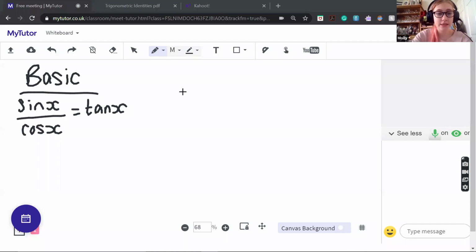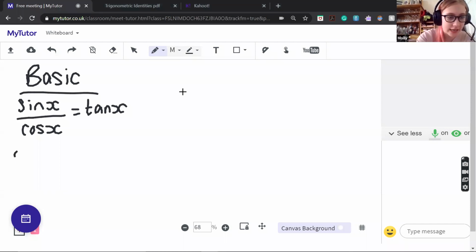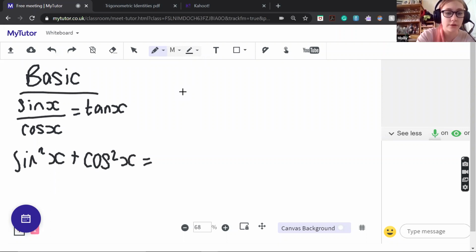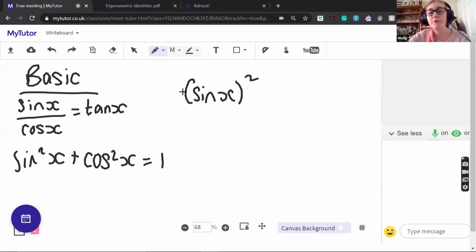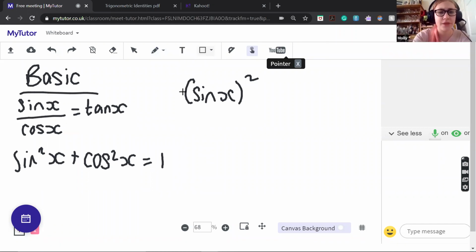The second basic one is that sine squared x plus cos squared x equals 1. Now, when I write sine squared x, what I mean is sine x all squared. But we write it as sine squared x because if we wrote sine x squared, we might think that we were applying sine to x squared. So just think, when you see this, it means that we're taking sine x and squaring it.